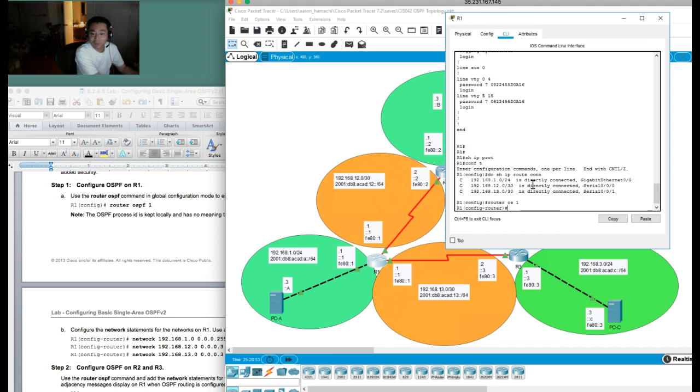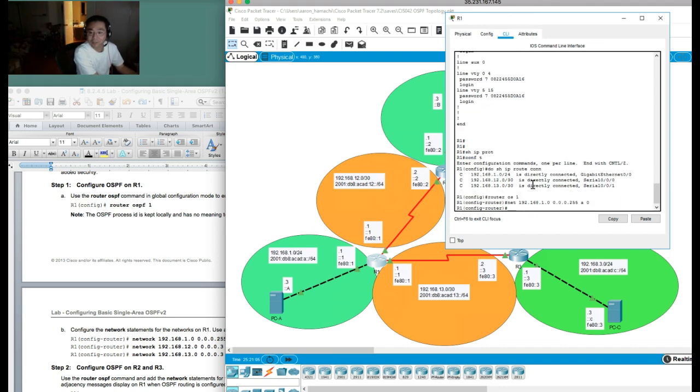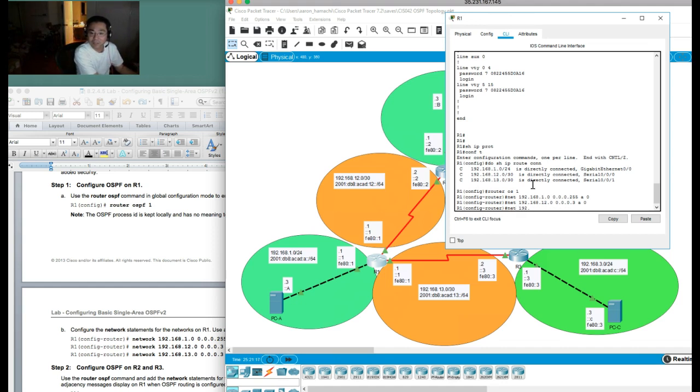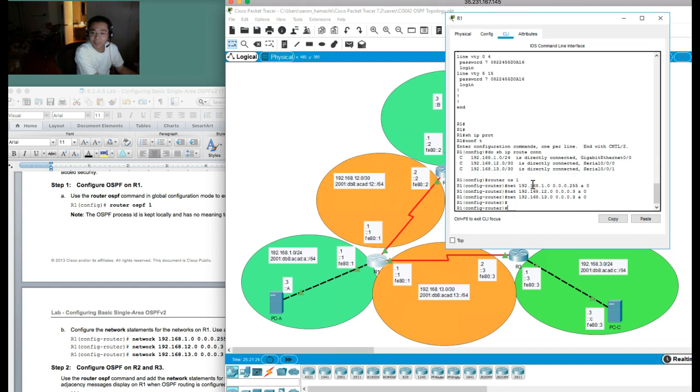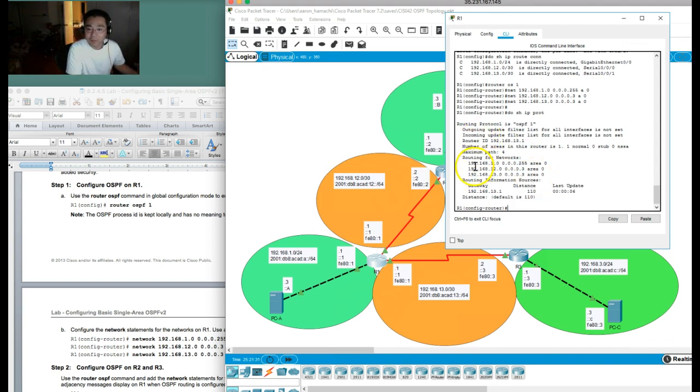Right? So router OSPF 1, and we are going to advertise the network 192.168.1.0 as part of area 0. We want to advertise 192.168.1.2, and we want to advertise 192.168.1.3.0. Okay. Do show IP protocols. We do that again, and we see we are routing for these networks right now.